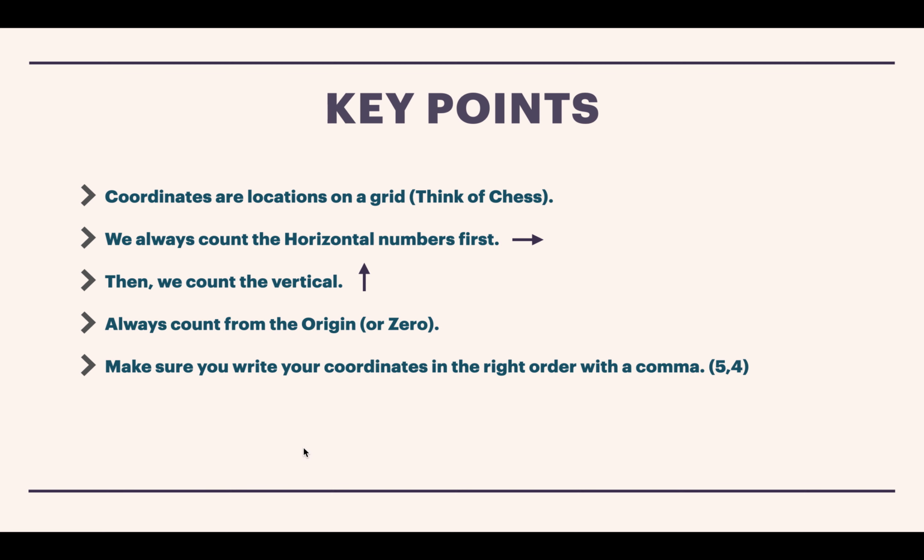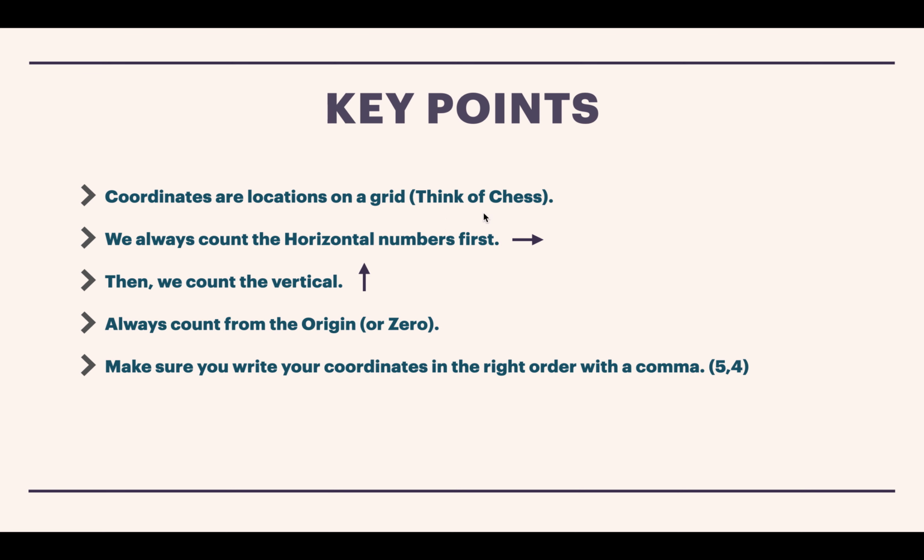I'm sure you have lots of questions, but for now, here are some key points. Remember that coordinates are just locations on a grid. I want you to think of chess. If you've played chess before, you know that the chessboard is basically a grid, and each square has letters and numbers. So you can move your knight to A5, for example.